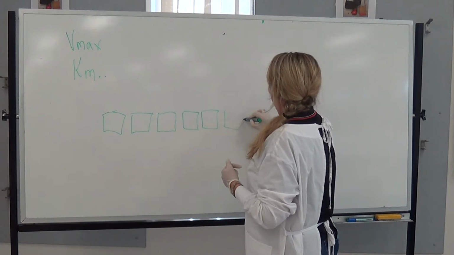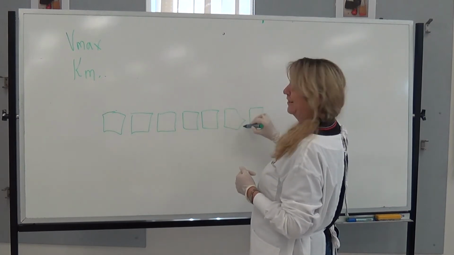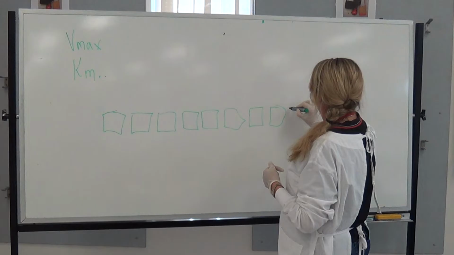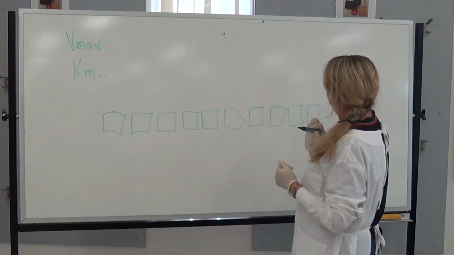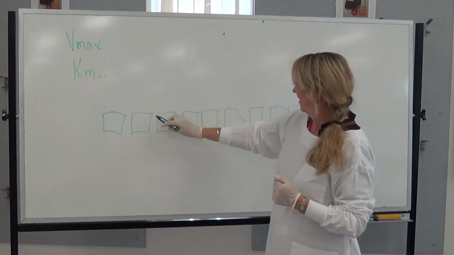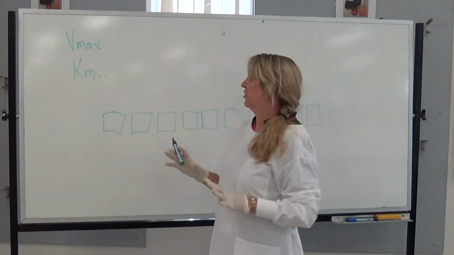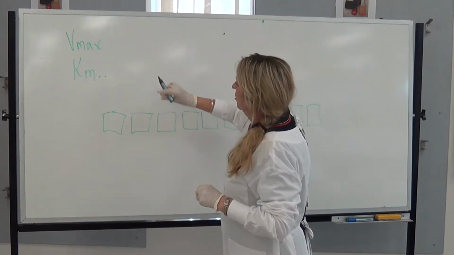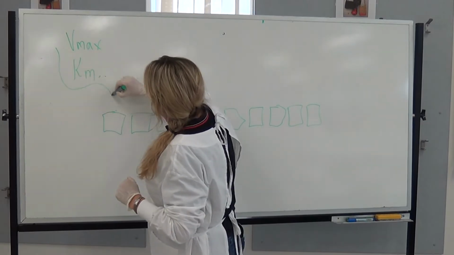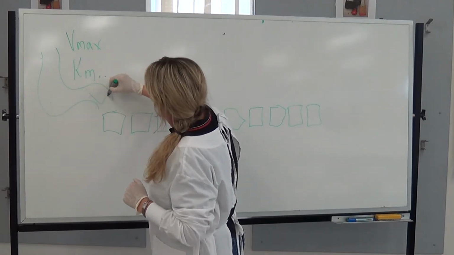1, 2, 3, 4, 5, 6, 7. This one's had the extension. 8, 9. Maybe that's 10. 1, 2, 3, 4, 5, 6, 7, 8, 9, 10. Okay, 10 car washes. And these car washes are going to have a build-up of cars that are coming in to be washed, all right?